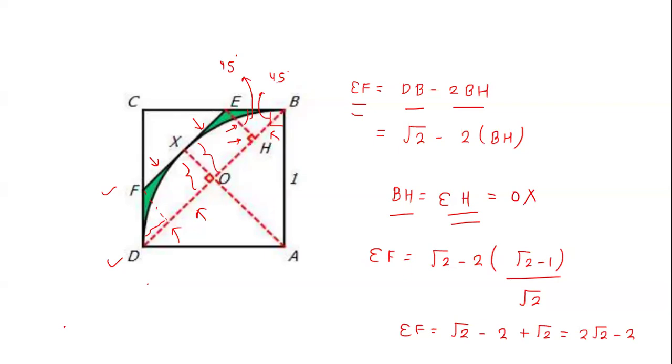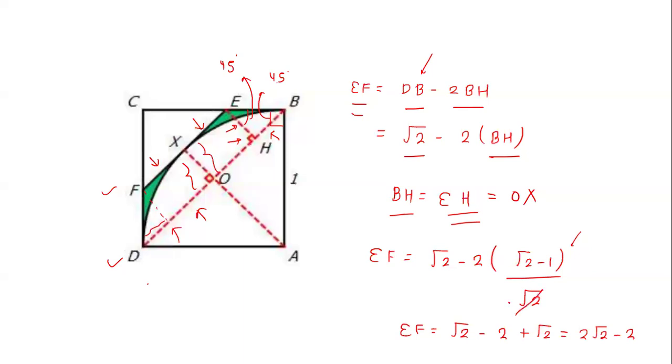So we can simplify the EF length as this DB, which is root 2, minus 2 times this BH length, and BH length is equal to OX length, and OX is root 2 minus 1 divided by root 2. So after simplifying, you can cancel this 2 and this root 2, so it will become root 2 times root 2 minus 1. So it is minus 2 plus root 2, which is 2 root 2 minus 2. So this is the length of EF we found.